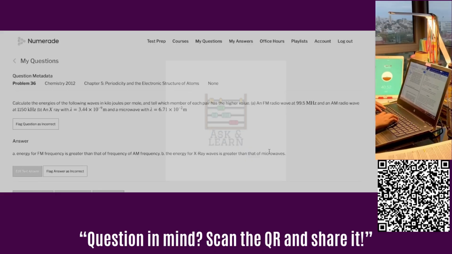Okay, so let's get started. This question is just going to take us a while because we have to calculate part A. Part B would have to do comparisons. And for part A, we had to calculate two numbers. So it's going to be a little bit, but let's get started. We're calculating energy, and notice the unit, kilojoules per mole. We're given two waves: the FM wave, which is 99.5 megahertz, and the AM wave, which is 1,150 kilohertz.